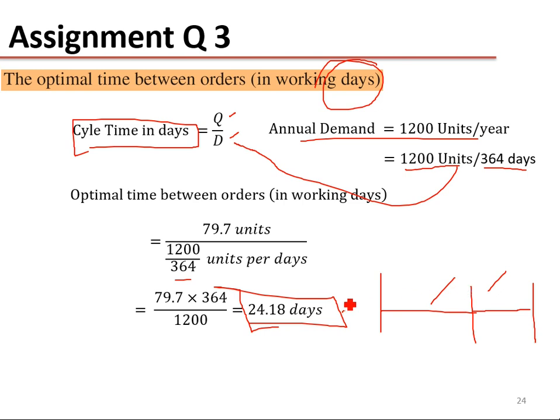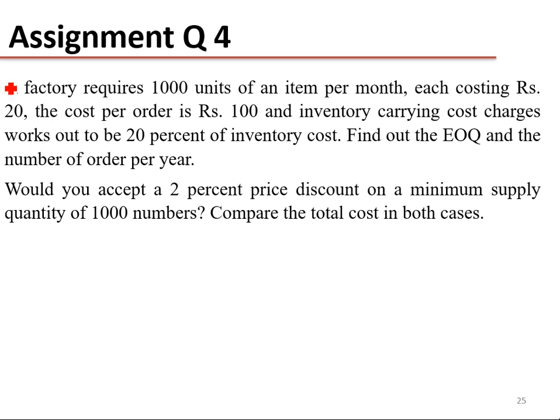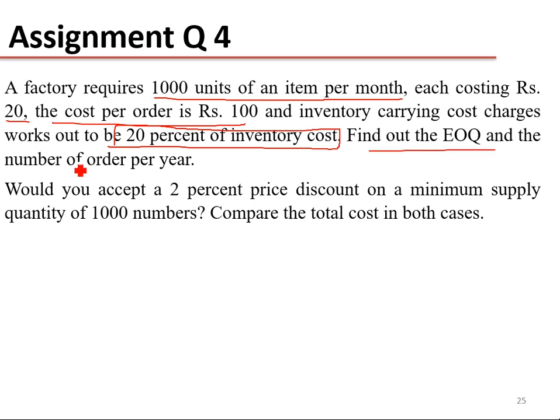So this is how we solve this third numerical. Then we have the fourth numerical. A factory requires 100 units of an item per month, each costing rupees 20. The cost per order is 100, and the inventory carrying cost works out to be 20% of the inventory cost. This is the important part. Find the EOQ and the number of orders per year. And then we have to calculate: would you accept the 2% price discount?